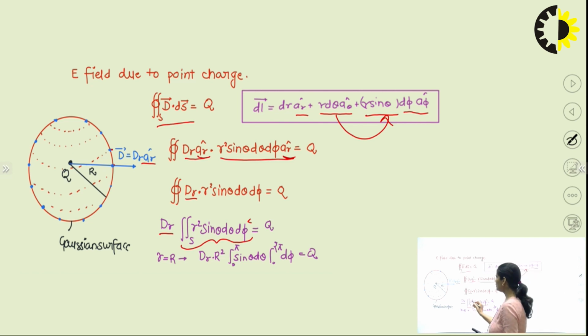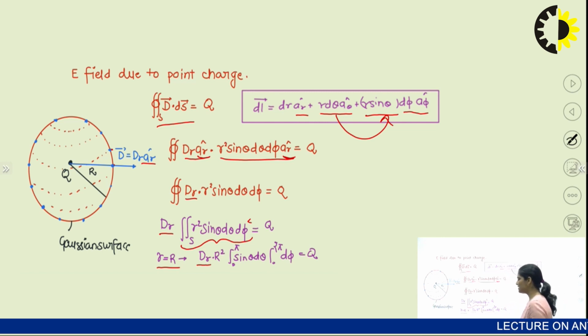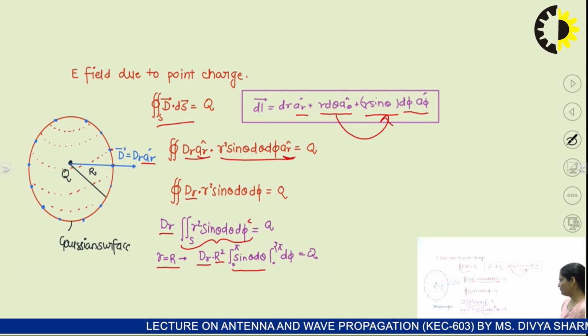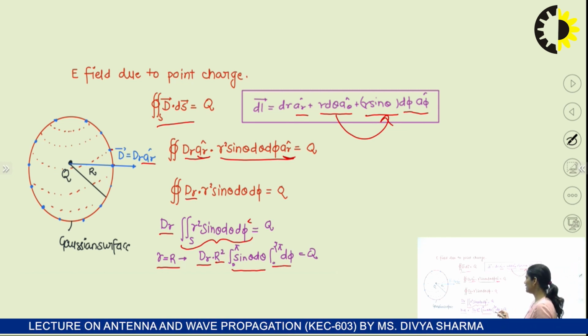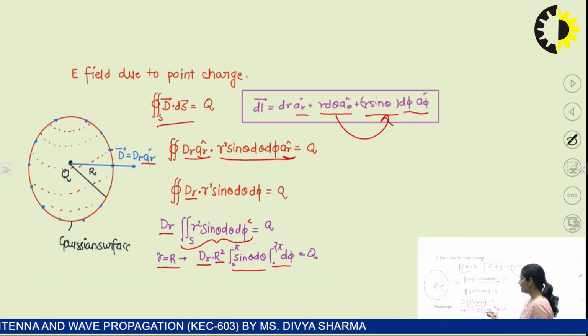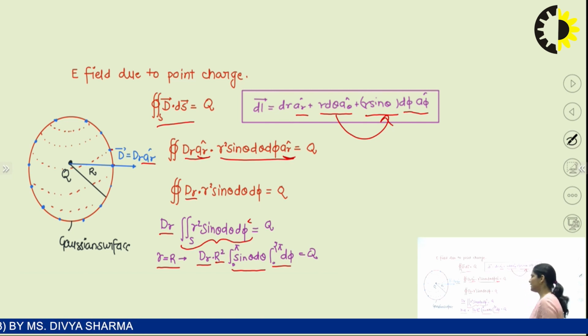Now here put the value of r. r is equal to what? Put small r equal to capital R. Now here dr, it is already outside. Now r square you can take common, and you can integrate with respect to theta and phi. If you are integrating phi, then your limits are 0 to 2 pi. If you are integrating d theta, then take limit 0 to pi.